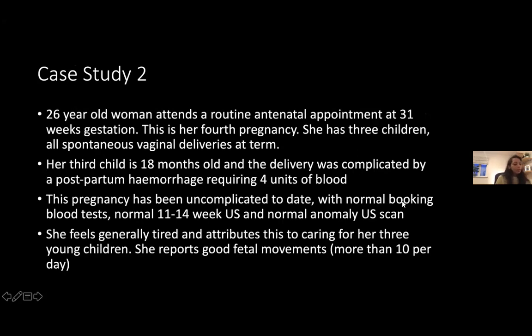Number 2, case study number 2. So this 26-year-old woman attends a routine antenatal appointment, 31 weeks gestation. So she's had 4 pregnancies, got 3 children, which are all spontaneous vaginal deliveries at term. Her 3rd child is 18 months old, and the delivery was complicated by a postpartum hemorrhage, and she needed 4 units of blood.